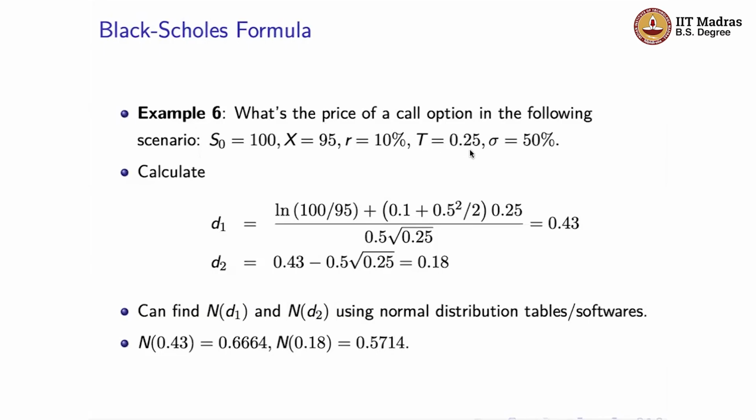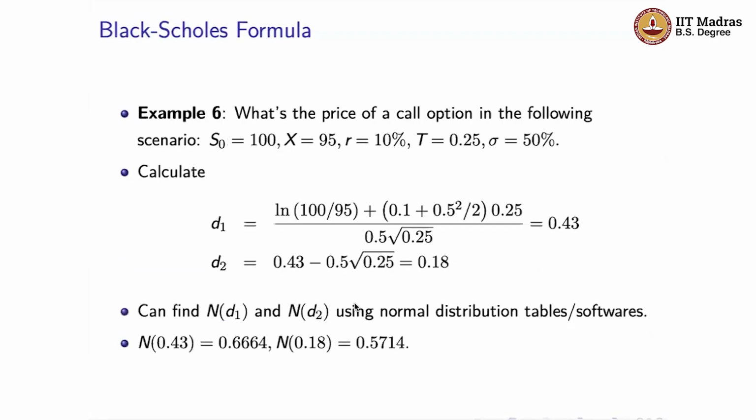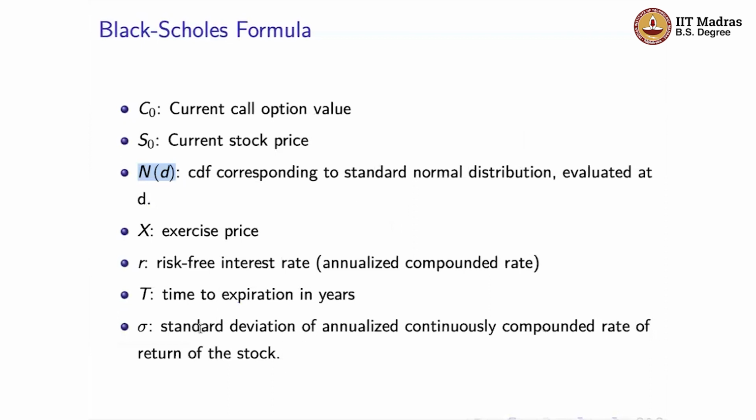So remember, this T is actually time to expiration in years. So 0.25 years basically means 1/4 of a year or 3 months, right? So if you are given information in months, let's say 6 months, that would correspond to T equal to 0.5. So you have to convert the months into years. And sigma is equal to 50% or half, and that represents the standard deviation of the annualized continuously compounded rate of the rate of return of the stock.